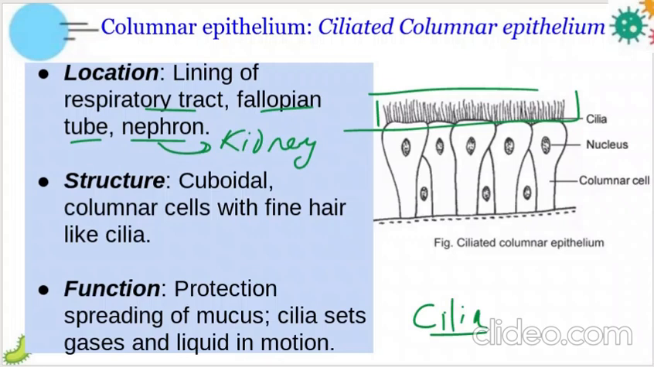They are also long and column shaped, and they have the external feature of fine hairs, that is cilia. Now, what is the function? Protection and spreading of mucus. The beating of the cilia helps to remove particles and pushes the mucus so that it can easily move ahead. For that purpose, ciliated columnar epithelium is present.